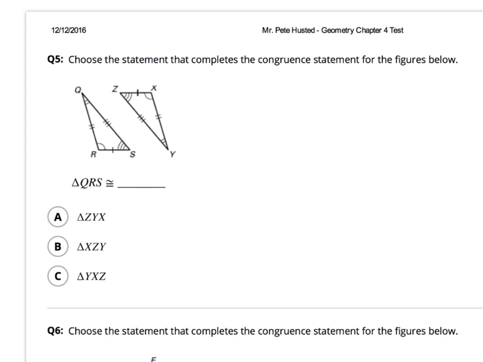Okay, question 5 wants to know triangle QRS. So QRS, pay attention to how it's labeled. Starts with the double arc to the single arc to the triple. Is it congruent to which of these three triangles? Okay, so when you pick one, make sure it goes in the same order as this one.